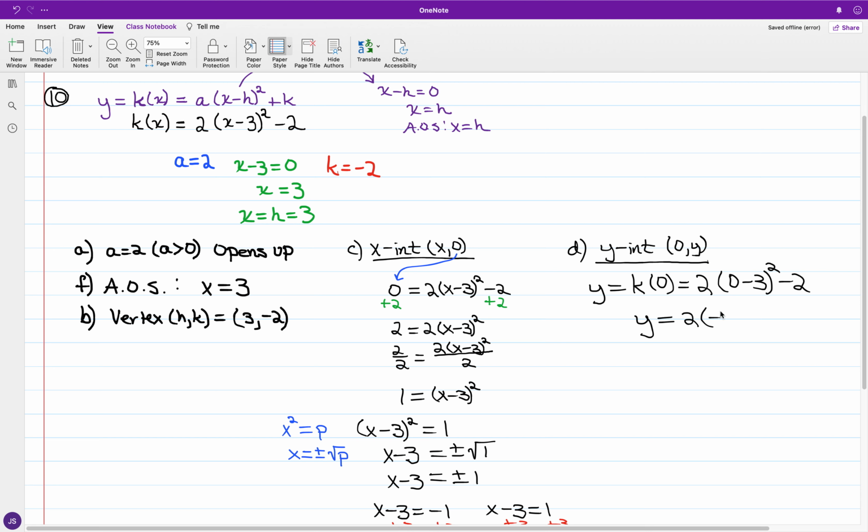0 minus 3 is negative 3, and the square of negative 3 goes to 9. And so 2 times 9 is going to be 18.